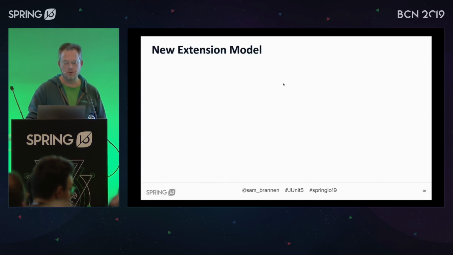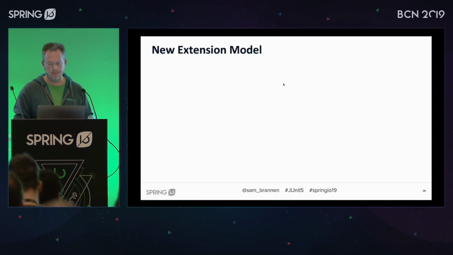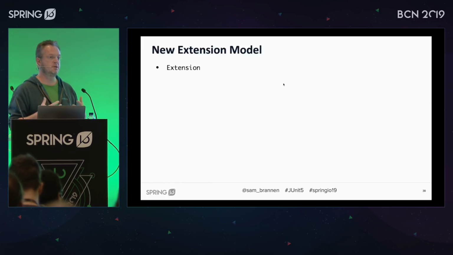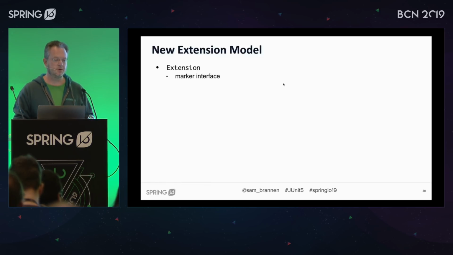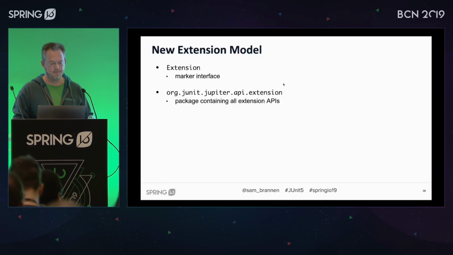So we have a new model, completely new. It's not like the rules you might have known from JUnit 4. Instead, we have what we call this extension API. Extension itself is an interface. It's just a marker interface. Doesn't actually do anything. But all the extensions that we have reside in this org.junit.jupiter.api.extension package.